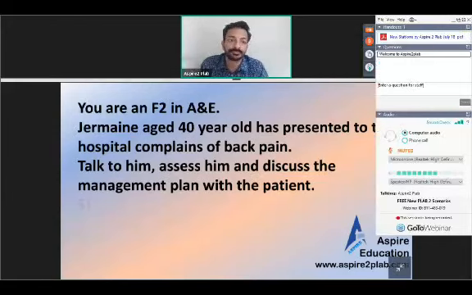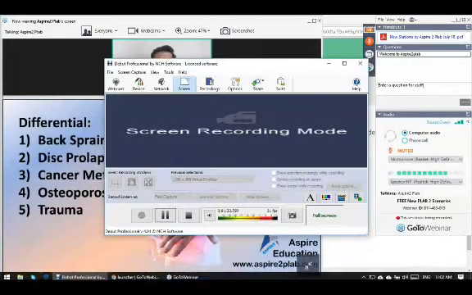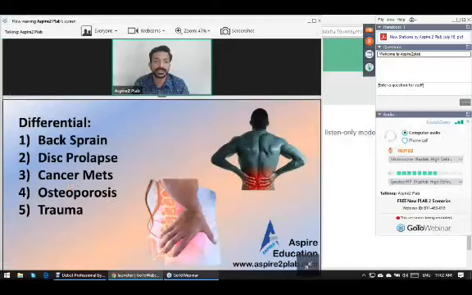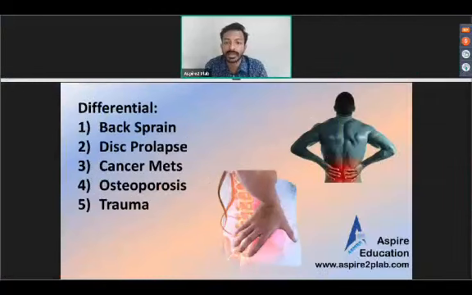What are the differentials for back pain? The first one is back sprain. Second is disc prolapse, then cancer, Mets, osteoporosis, or trauma. So these are the differentials. As I already mentioned, we had the back sprain and the cancer Mets stations before. Recently, they have added this disc prolapse one. When we elaborate the back pain history, it will be clear whether it is disc prolapse or back sprain. If we know roughly 4-5 differentials, that is more than enough.